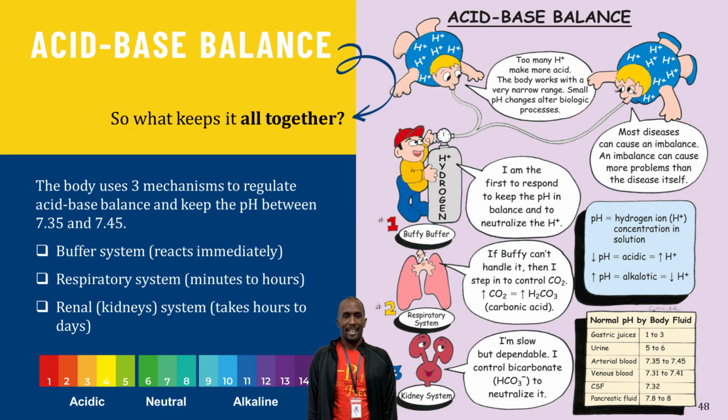The body maintains acid-base balance through three mechanisms: the buffer system, which reacts immediately, the respiratory system, which adjusts within minutes to hours, and the renal system, which takes hours to days. These systems work together to keep the pH between 7.35 and 7.45, ensuring optimal physiological function.